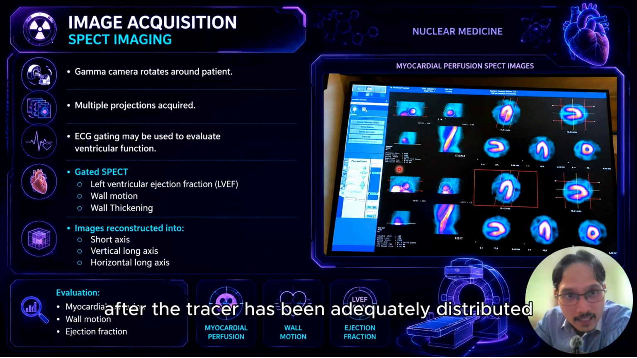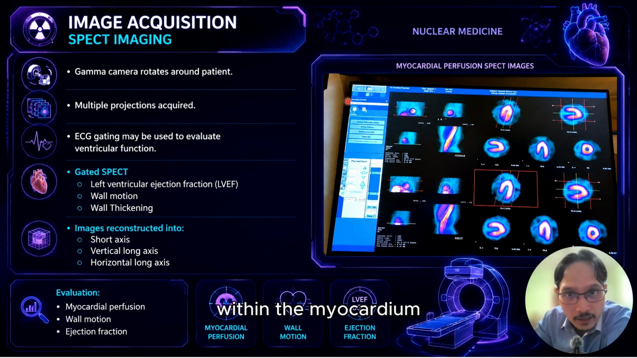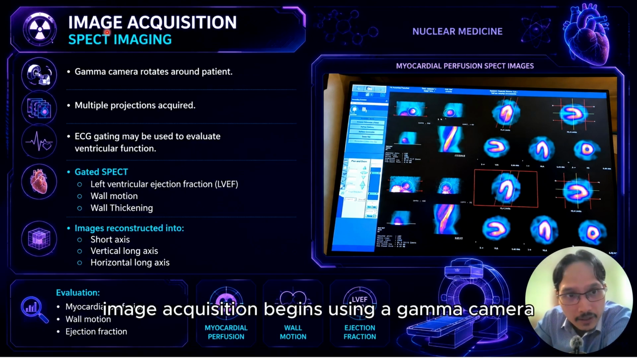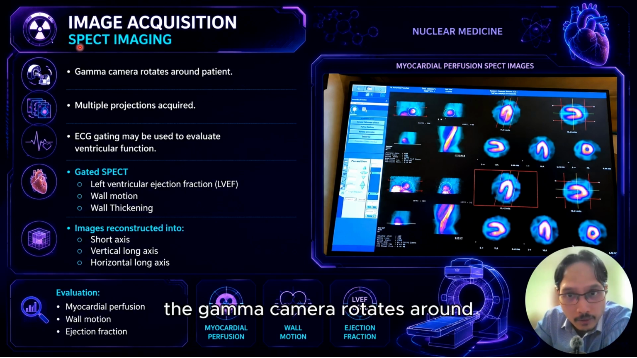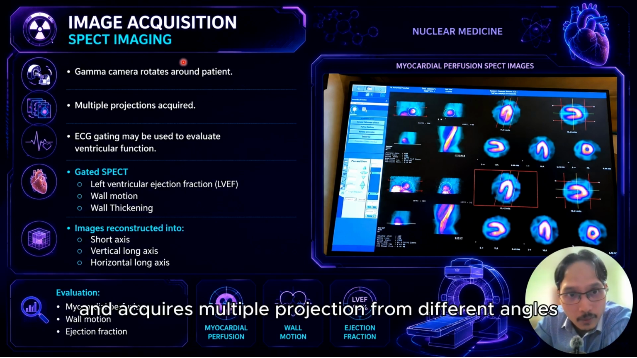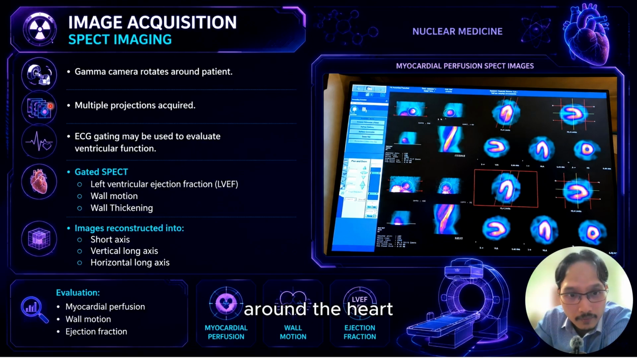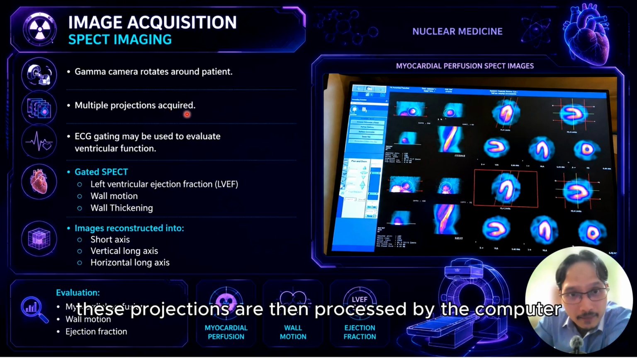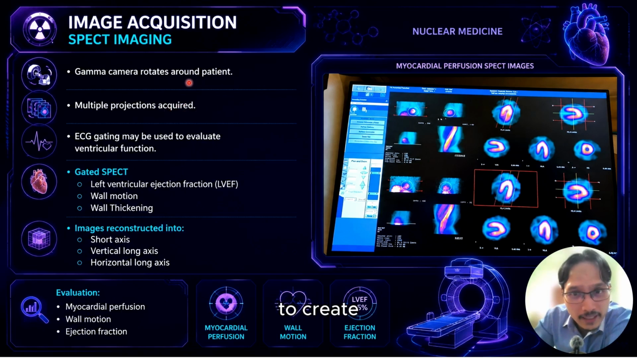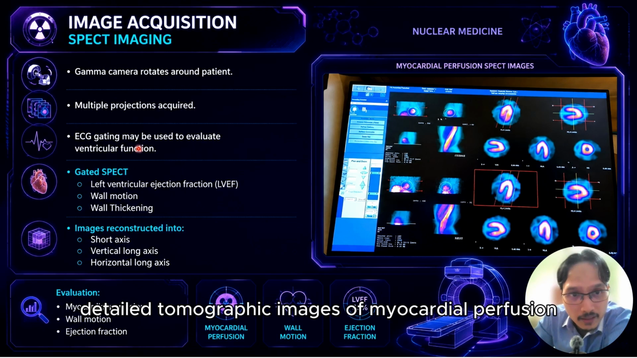Next, I will explain the image acquisition process in myocardial perfusion SPECT imaging. After the tracer has been adequately distributed within the myocardium, image acquisition begins using a gamma camera. The gamma camera rotates around the patient and acquires multiple projections from different angles around the heart. These projections are then processed by the computer to create detailed tomographic images of myocardial perfusion.